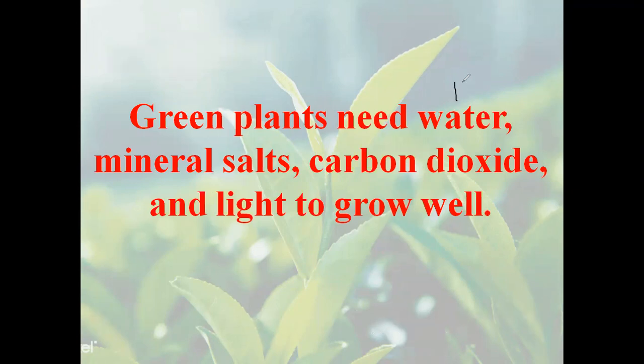They need water, and they need mineral salts, which are sometimes supplied by fertilizers. Fertilizers are a good source of mineral salts, so you have to pay attention to this. They also need carbon dioxide, CO2, and light. So they need four important elements: water, mineral salts, carbon dioxide, and sunlight in order to grow well.